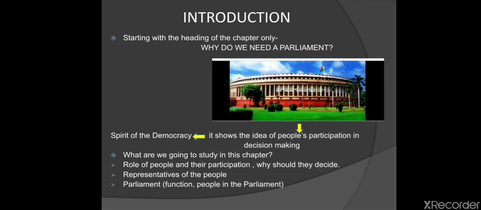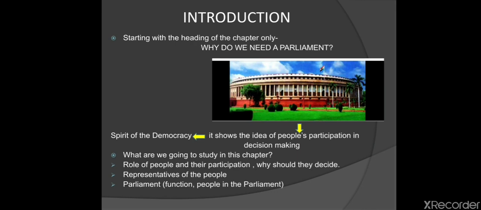So what does this parliament express? Parliament expresses people's notions. Notions means ideas, because we are the ultimate persons who are electing the people of the parliament. We are forming the government, like we have democratic government, so means the government of the people, for the people and by the people. So it shows the idea of people's participation.